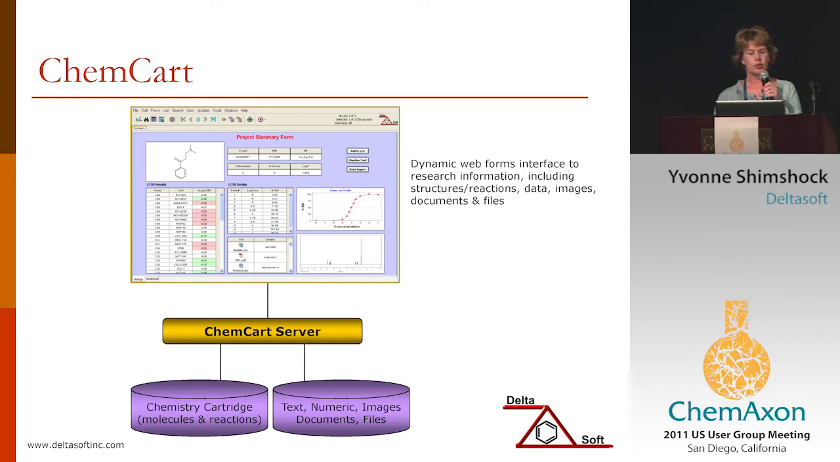Then here in the middle tier, we have a ChemCart server, and then on the back end of the system would be your Oracle database. Chemistry cartridge then is on the back end as well to support your chemistry structure handling.